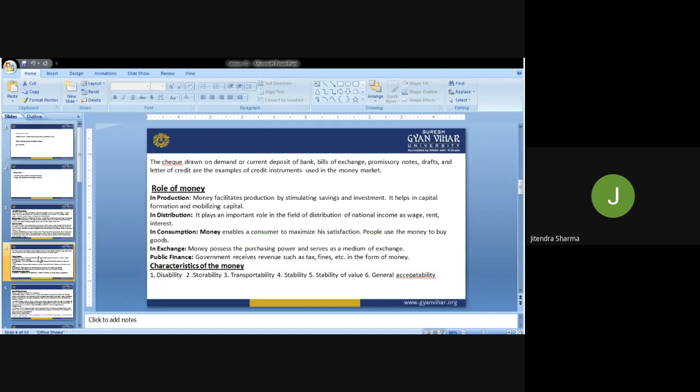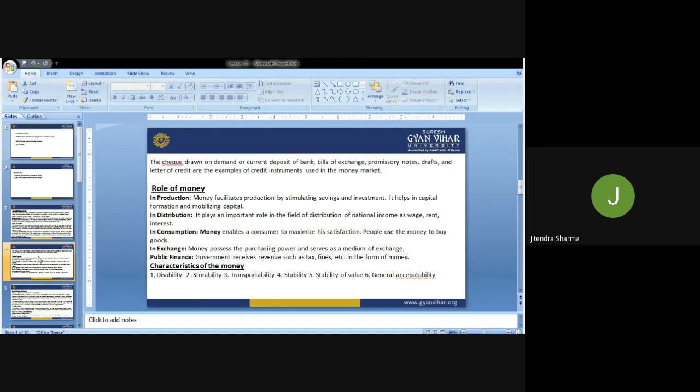In distribution, it plays an important role in the field of distribution of national income, as wage, rent, interest. All these are the ways where we can use money very easily. Now in consumption, money enables the consumer to maximize his satisfaction. People use money to buy goods. It means there is a price index on which the transaction is carried out. There is a consensus between the consumer and the producer, or the seller and the buyer, that can give satisfaction. So money can enhance the consumption capacity of the masses.